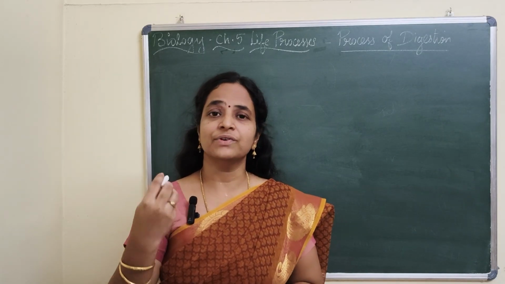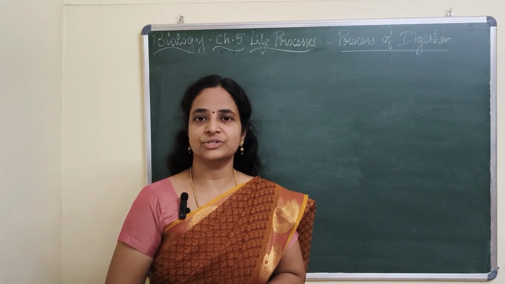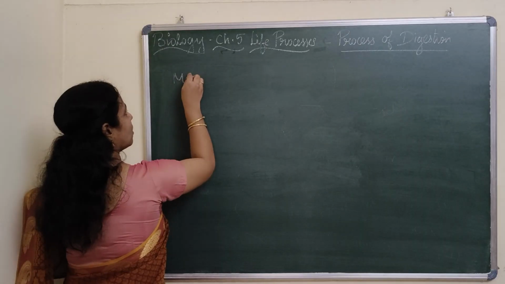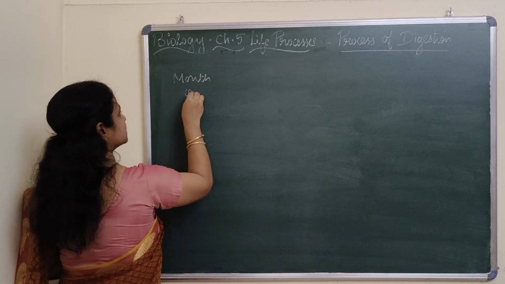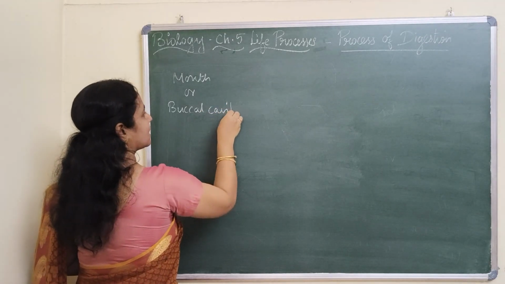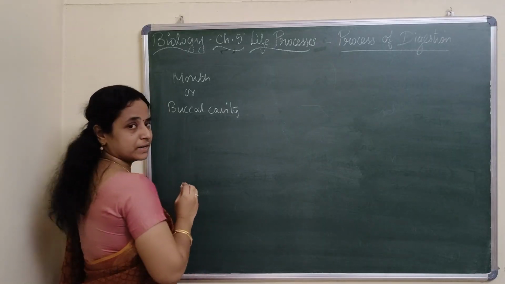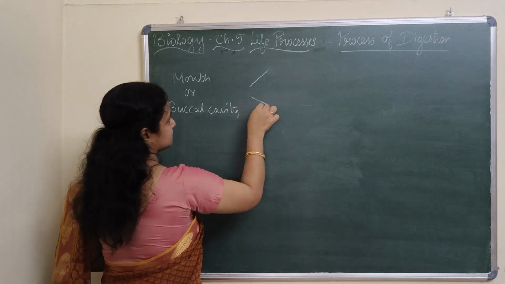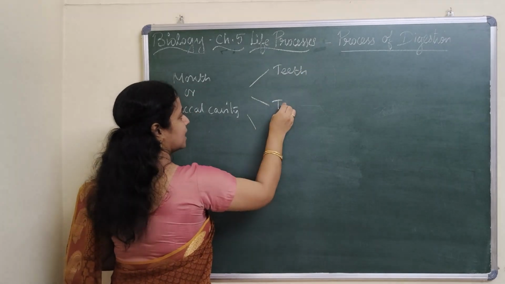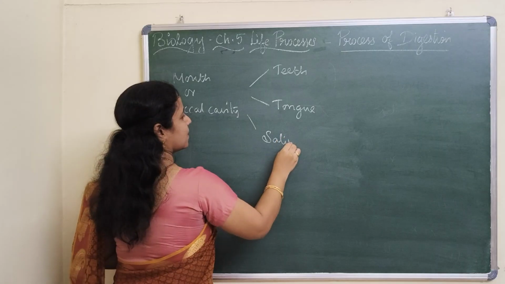So what do we have in our mouth? Very good. We have different components in our mouth that favor the initial digestion of food. So first we'll start with the mouth or buccal cavity. The mouth or buccal cavity consists of three important parts. They are teeth, tongue, and the third one is saliva.